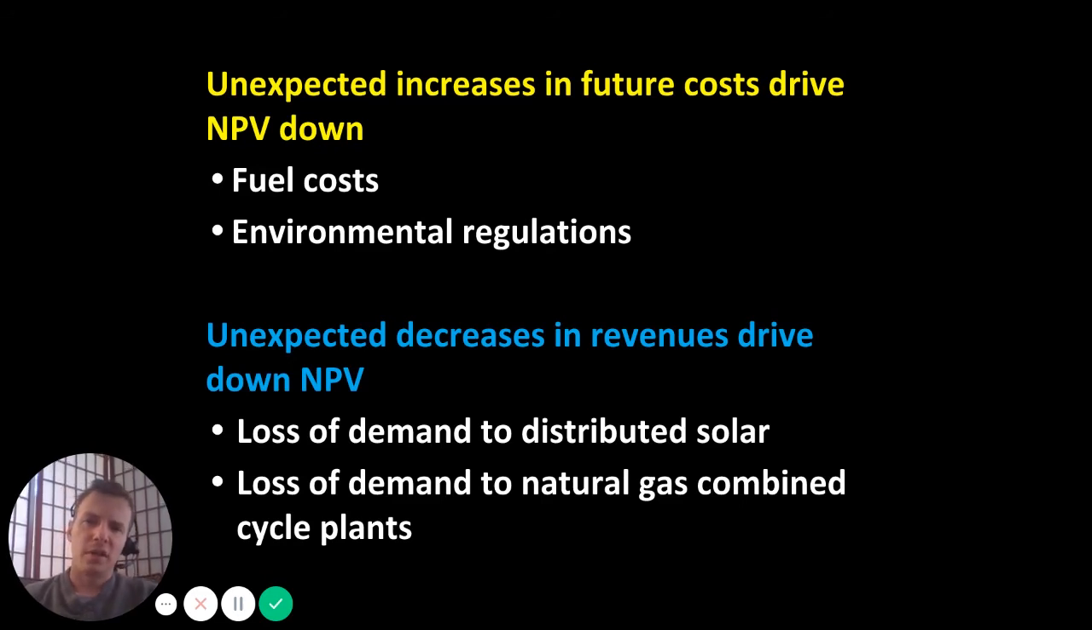So unexpected increases in future costs, for example, increased cost of fuel or environmental regulations that would require the plant to install more expensive carbon capture and sequestration technology, would increase costs and drive the net present value down. Unexpected decreases in revenues would also drive down the net present value. That could be loss of demand to people putting solar on their houses, or loss of demand to natural gas plants because all of a sudden natural gas prices are a lot lower.